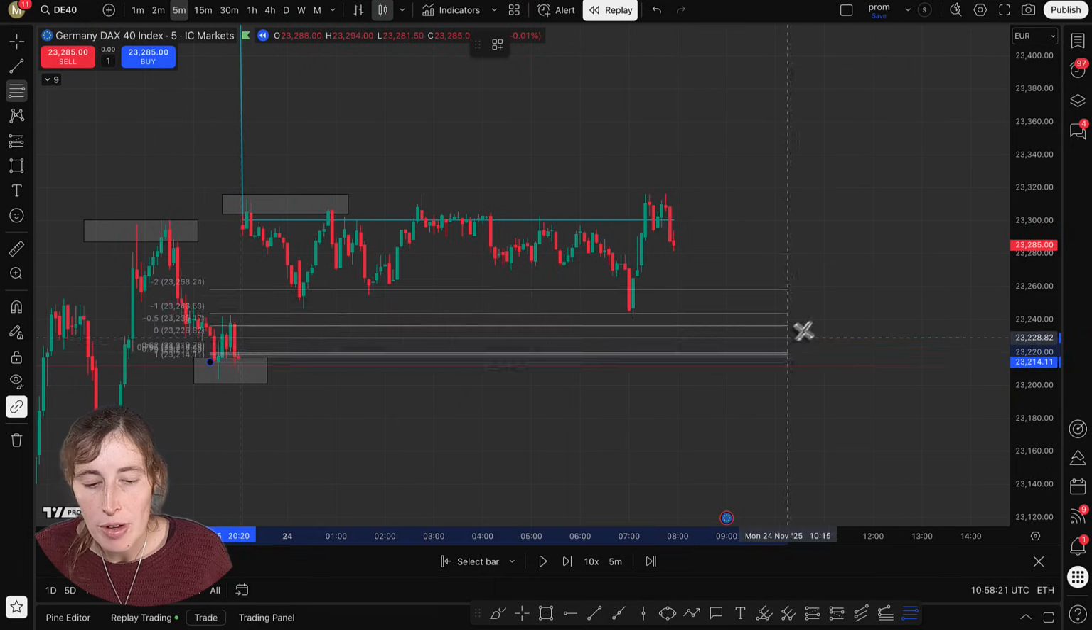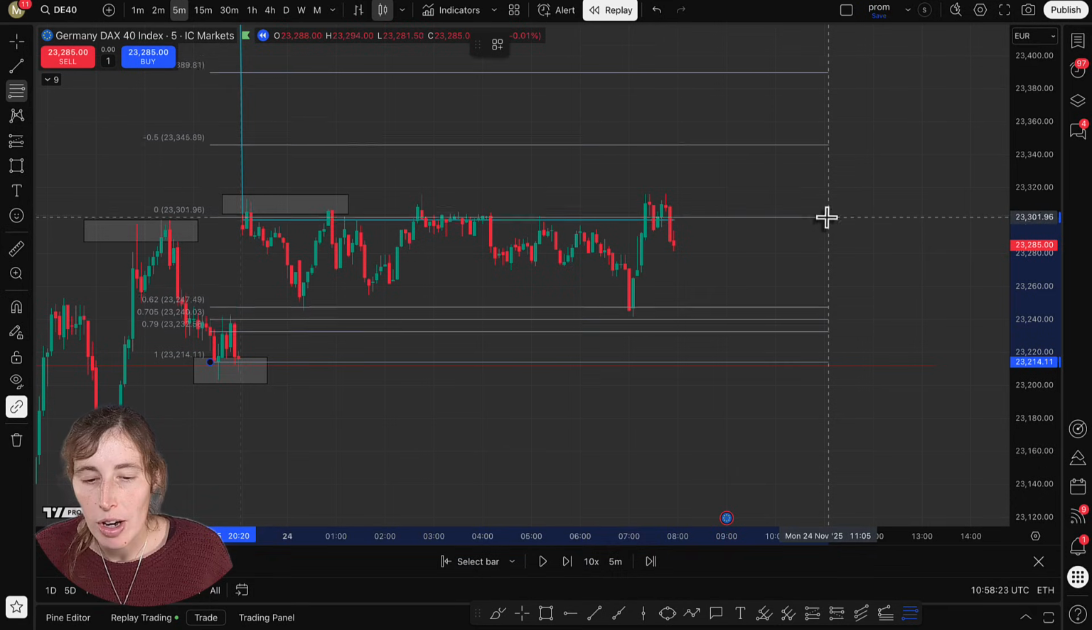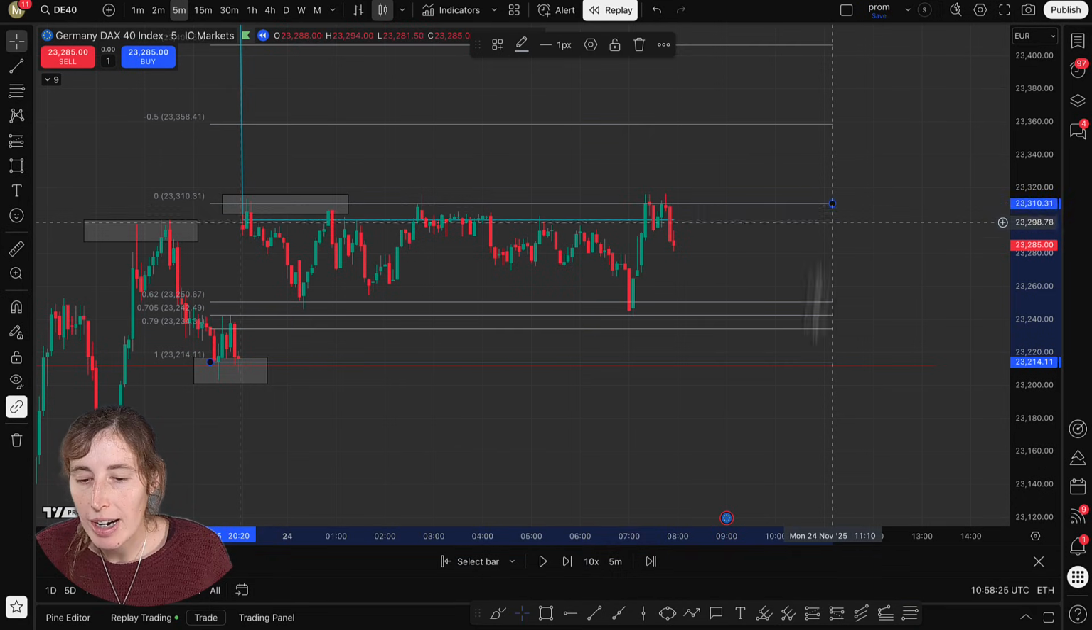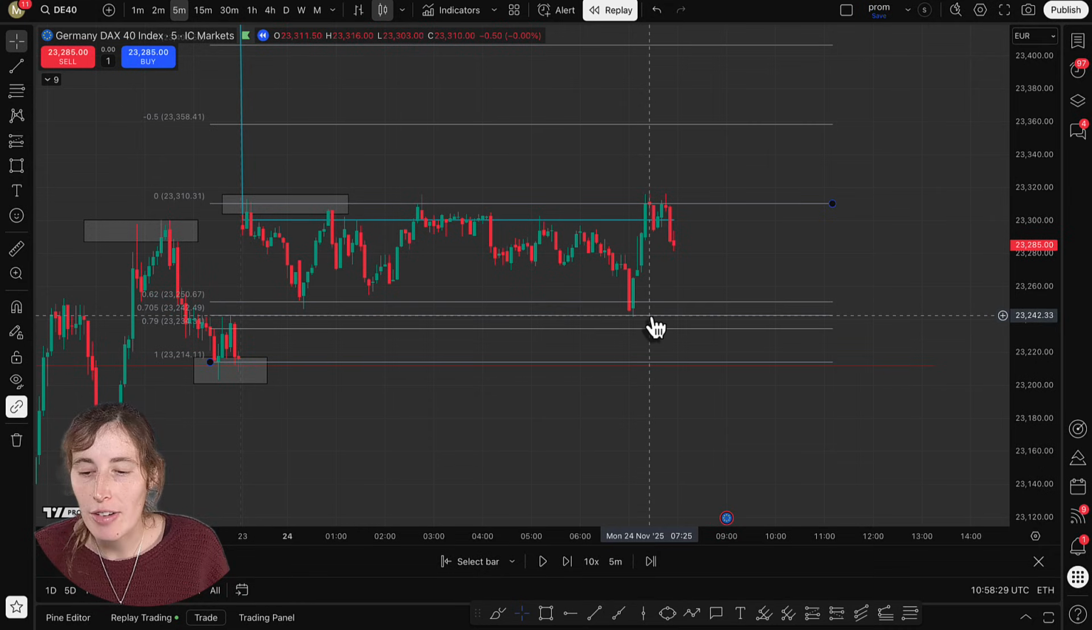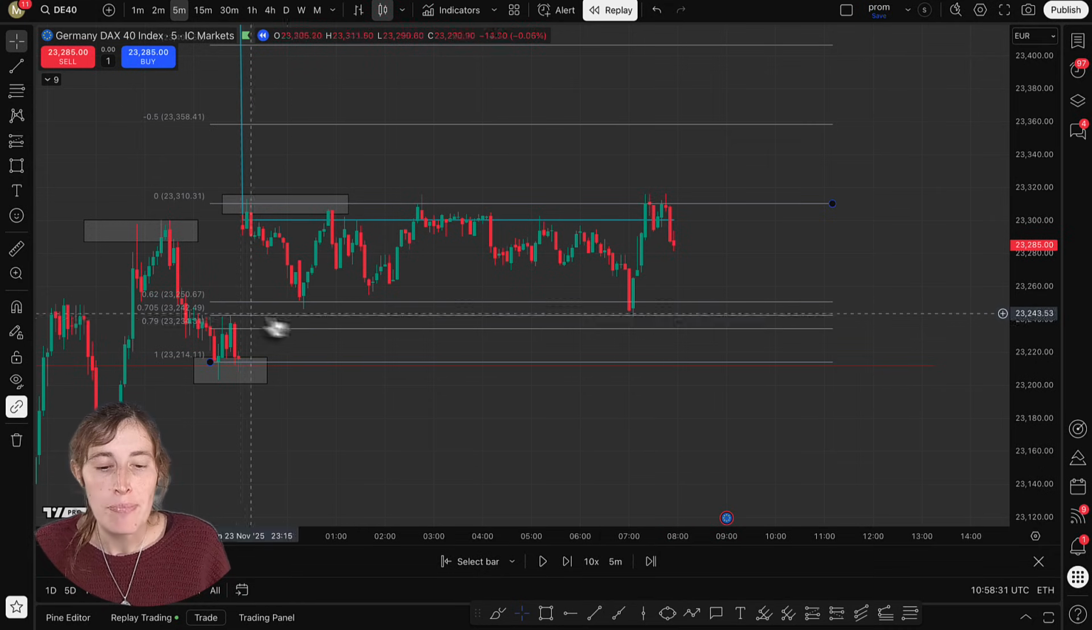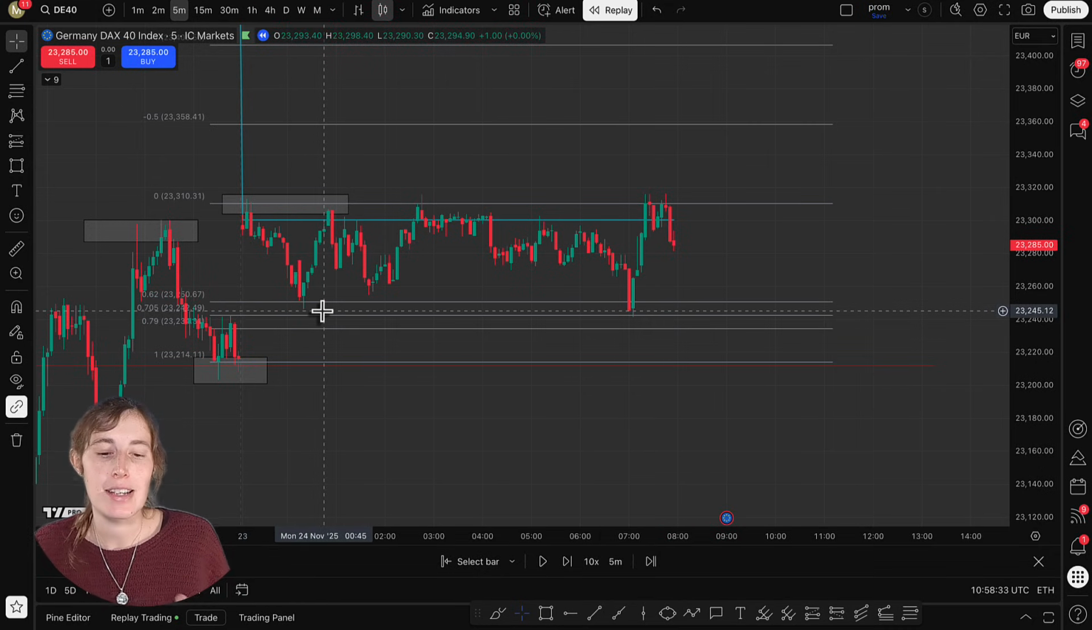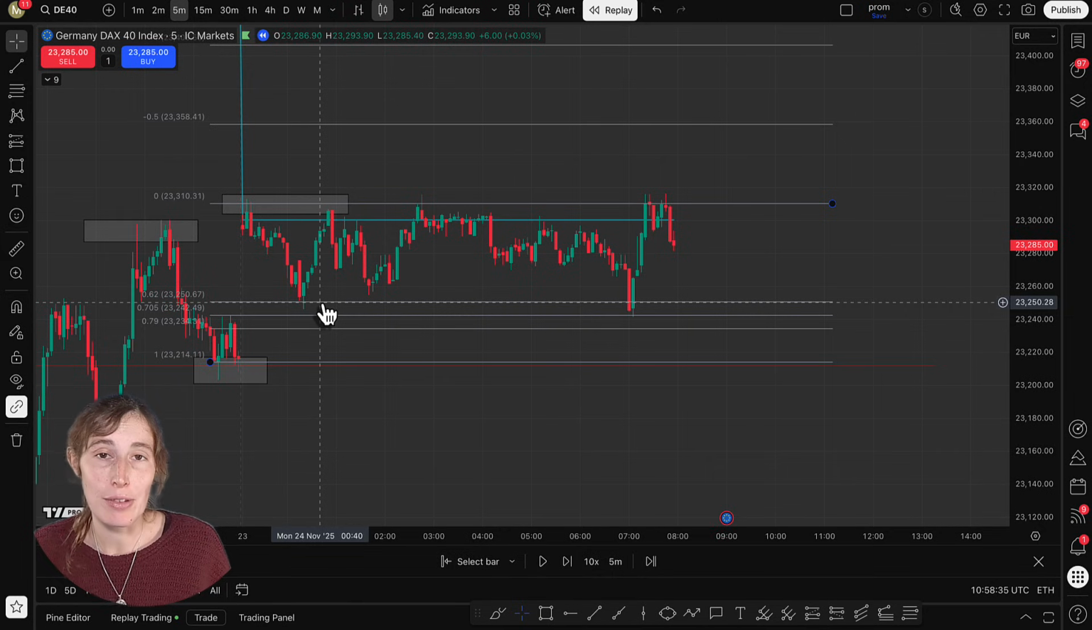So I'm going to drop my fib tool from that low and I'm going to drop it at the current high of the day. And you can see that we've actually already got a reaction in this area, the optimum trade entry, which is the 79%, 70% and 62% levels.